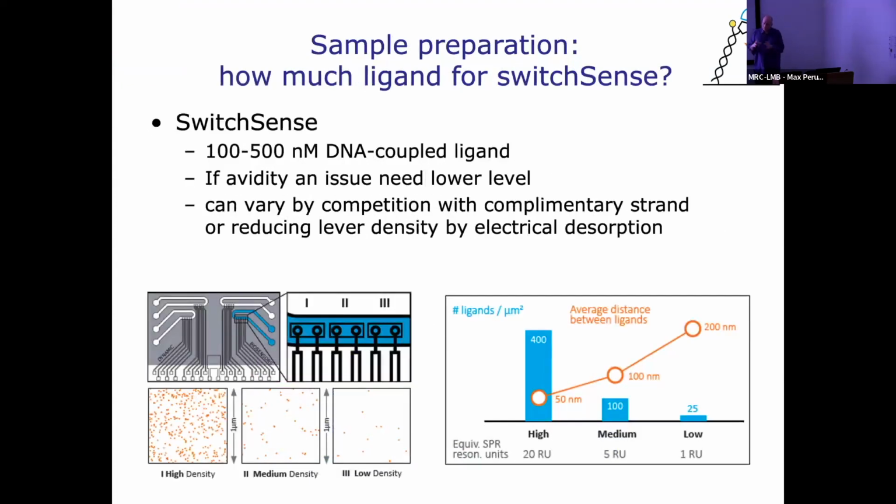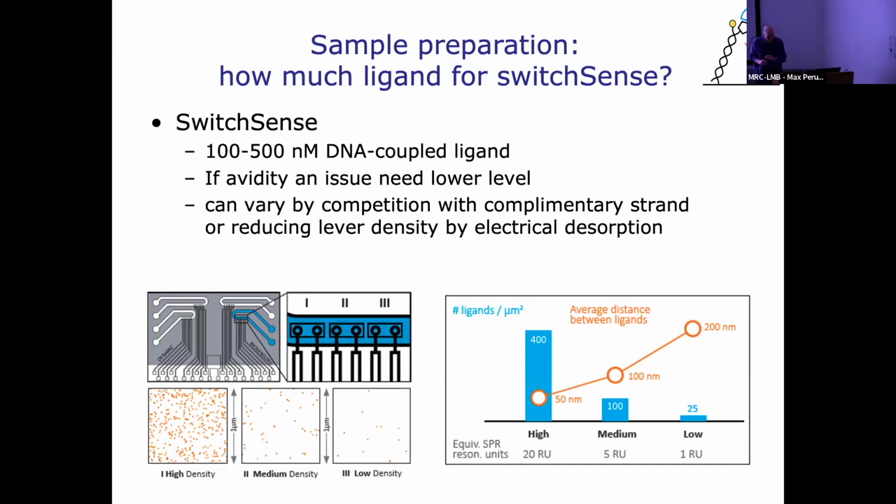With switchSENSE, because you've got a set amount of DNA nanolevers on the surface, it's really 100 to 500 of DNA-coupled ligand. If you've got some avidity, you can reduce the density by electrical desorption to get a much lower density. But it's important to remember that the actual density of these nanolevers is very, very low compared to Biacore to start off with.